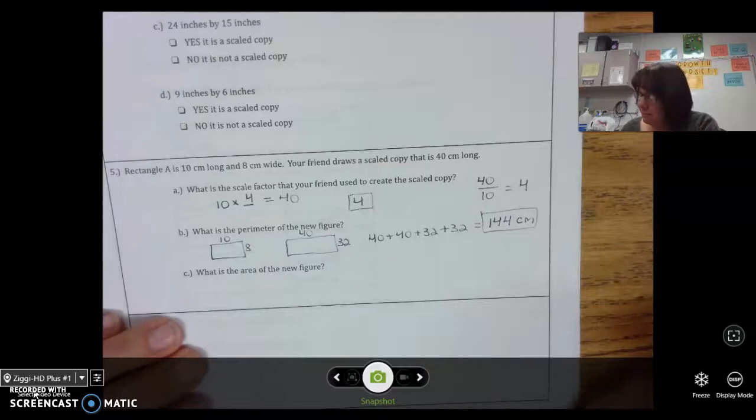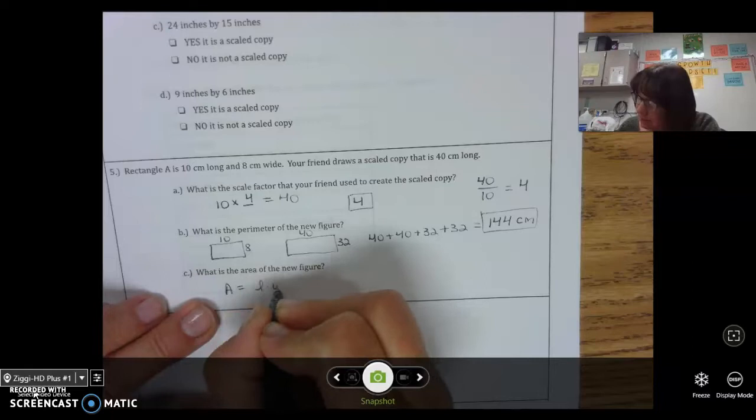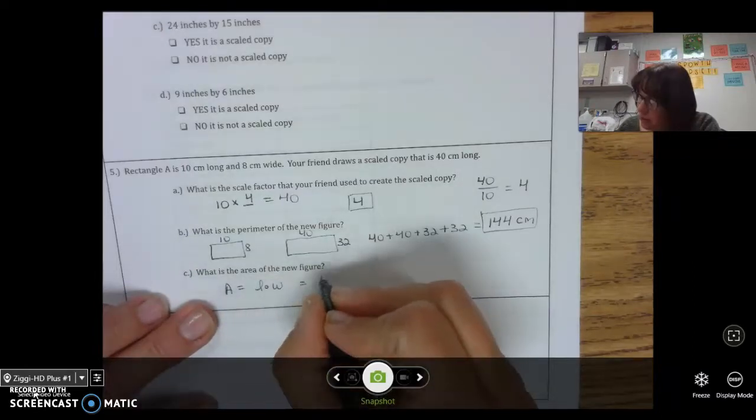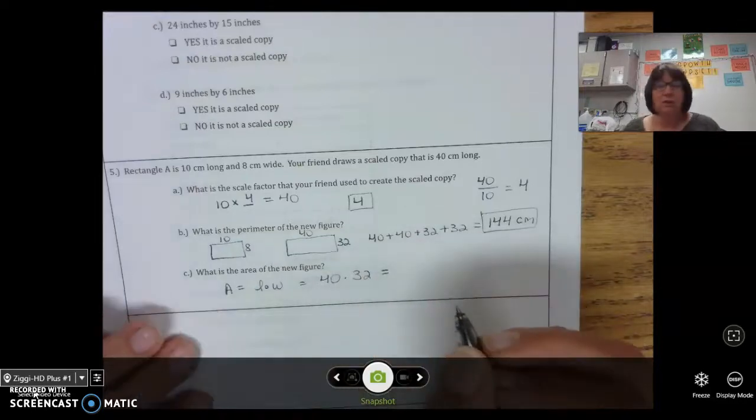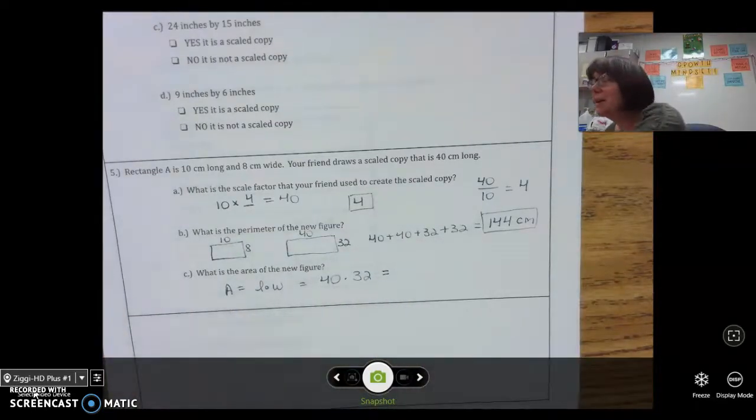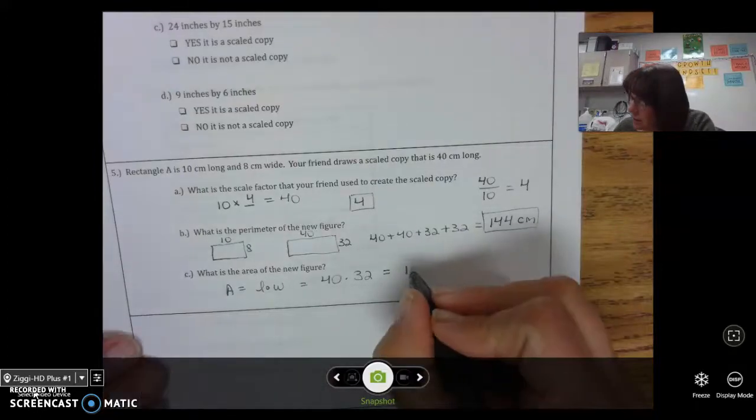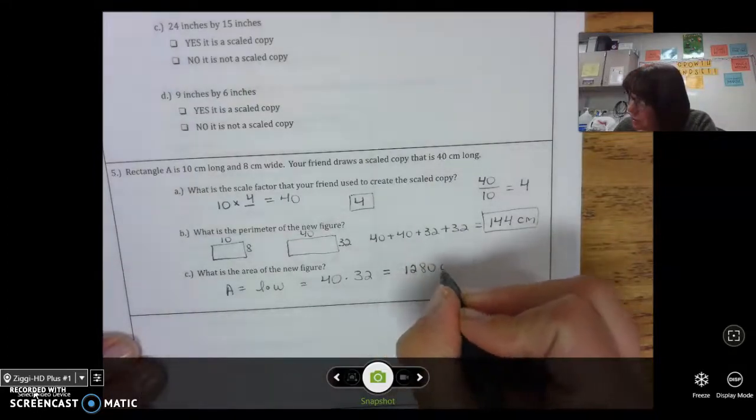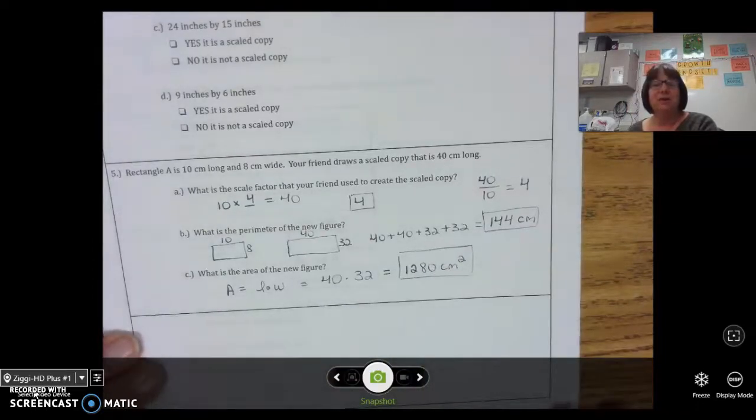What is the area? Well, area is length times width. So you need to take 40 times 32. And that is going to give you your new area. Let me quickly do that. 1,280 centimeters squared. Your units are always square units when you're talking area, because you have length and width.